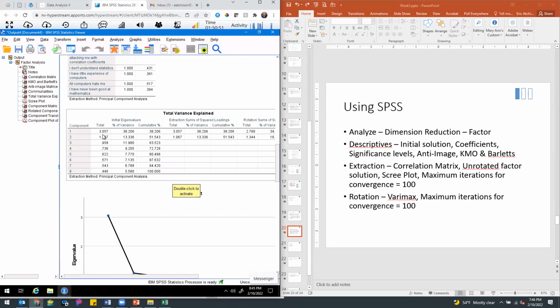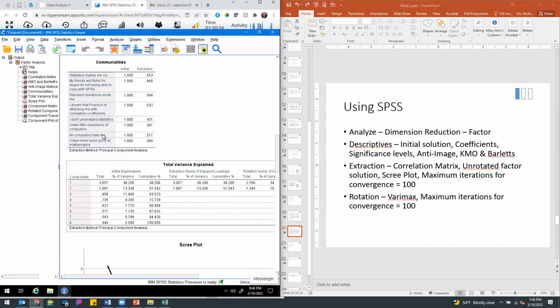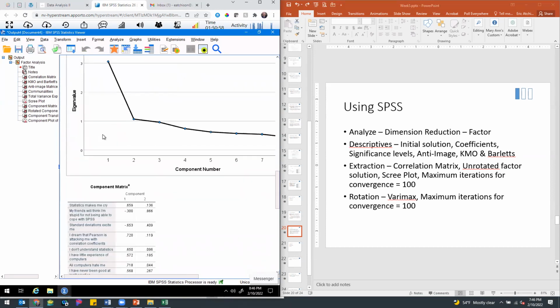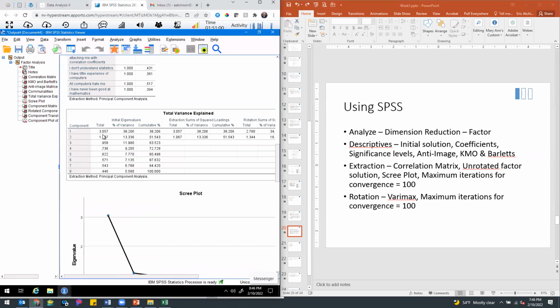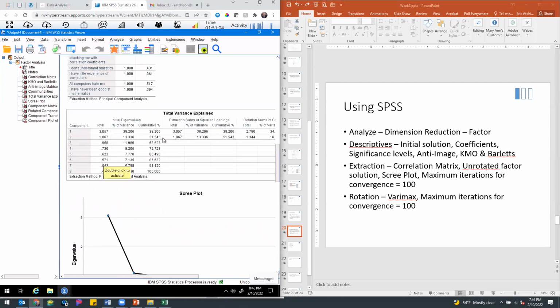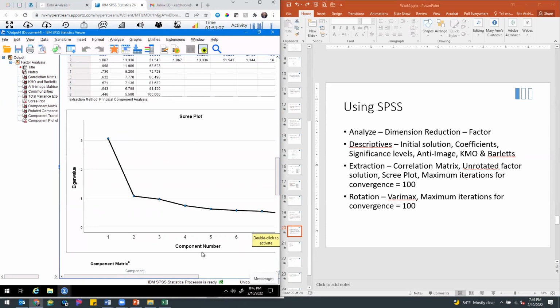Because you can take each of the items in the component matrix, I think a little further down, there it is, right? Square them and sum them to get the eigenvalue of 3.057 or 1.067. So you know where the eigenvalues are above 1, but you also know where the elbow is, right?